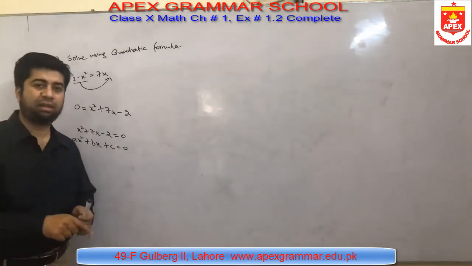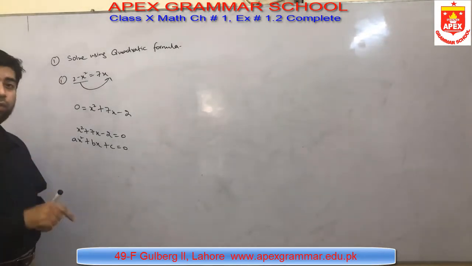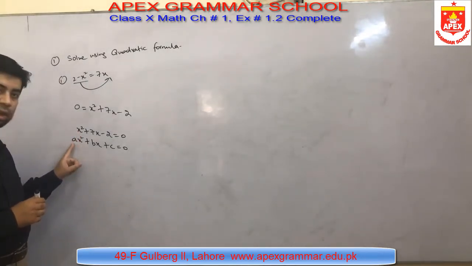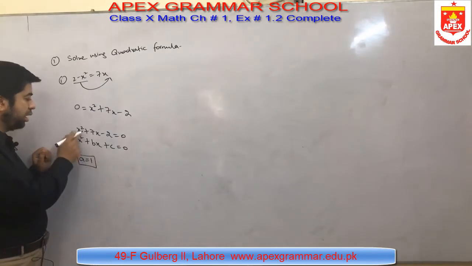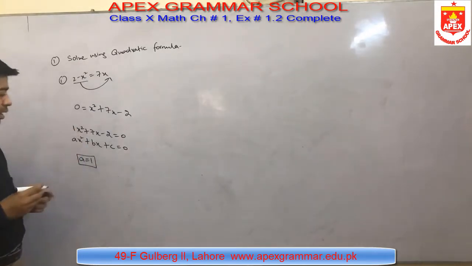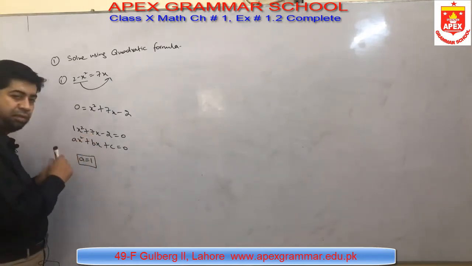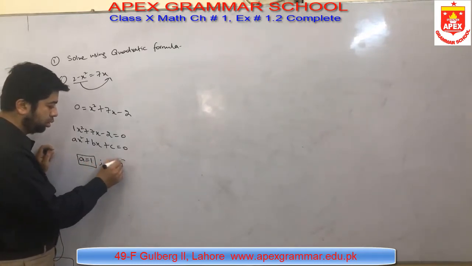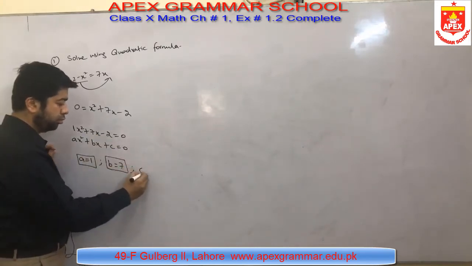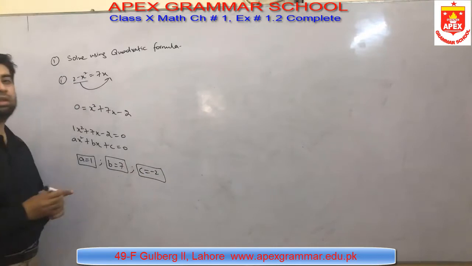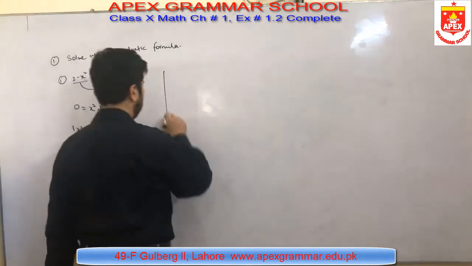So now after that you have to find the values of a, b and c. What is the value of a? The x square coefficient is a, and the x square coefficient is nothing but 1, so a is 1. If nothing is written, it is 1. The x coefficient is b, and the x coefficient is positive 7, so the b value is 7. The c value is minus 2. We just need these three values a, b and c, and now you can apply the formula.